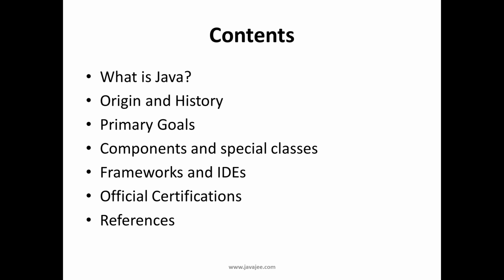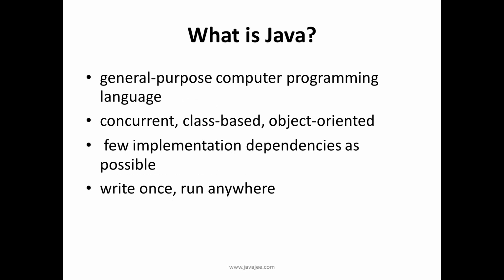According to Wikipedia, Java is a general purpose computer programming language that is concurrent, class based, object oriented, and specifically designed to have as few implementation dependencies as possible. It is intended to let application developers write once, run anywhere, meaning that compiled Java code can run on all platforms that support Java without the need for recompilation.